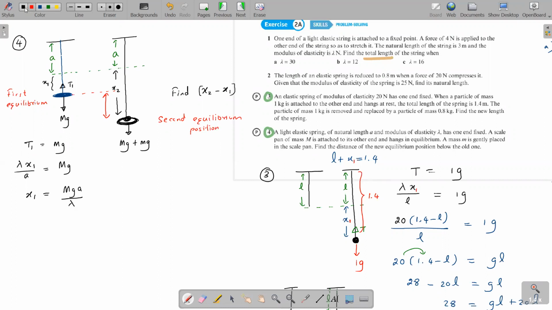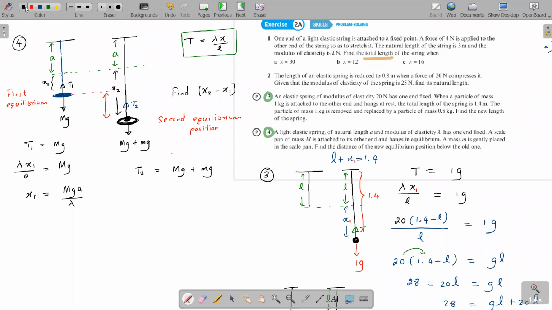Right, so let's go for the tension here. What are the forces we have? Obviously, again we have a tension here, so I'll say it's tension 2. The tension 2 value is equal to capital Mg plus simple mg. Tension is always lambda x over L. That is the main equation in this lesson.